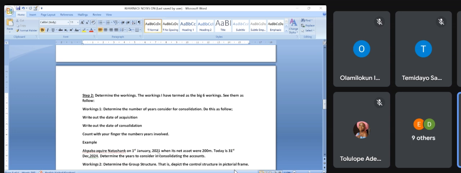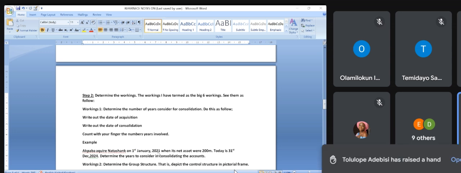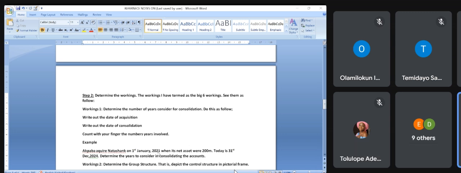Just raise your hand, I will call you. Oh yeah, we don't have time. Let's go. Tolulope, how many years? She said it's 3 years, 2022 to 2024. Is she correct? Let's count together. 1st January 2022 to December 2022 is how many years? 1. 1st January 2023 to December 2023, that's 2. 1st January 2024 to December 2024, that's 3 years.